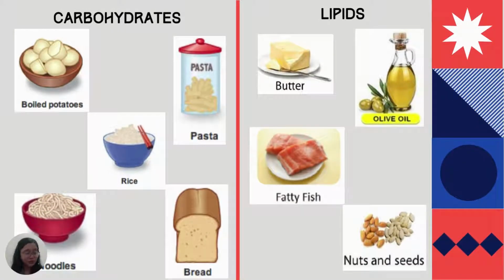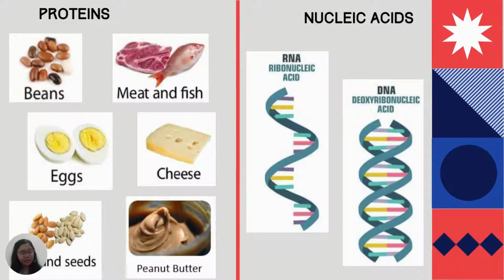Okay, very good. Let's answer and classify the foods into the different categories. For carbohydrates, we have boiled potatoes, pasta, rice, noodles, and bread. Those are examples of carbohydrates. For lipids, we have butter, olive oil, fatty fish, and nuts and seeds. For proteins, we have beans, meat and fish, eggs, cheese, nuts and seeds, and peanut butter. And for nucleic acids, we have RNA and DNA.